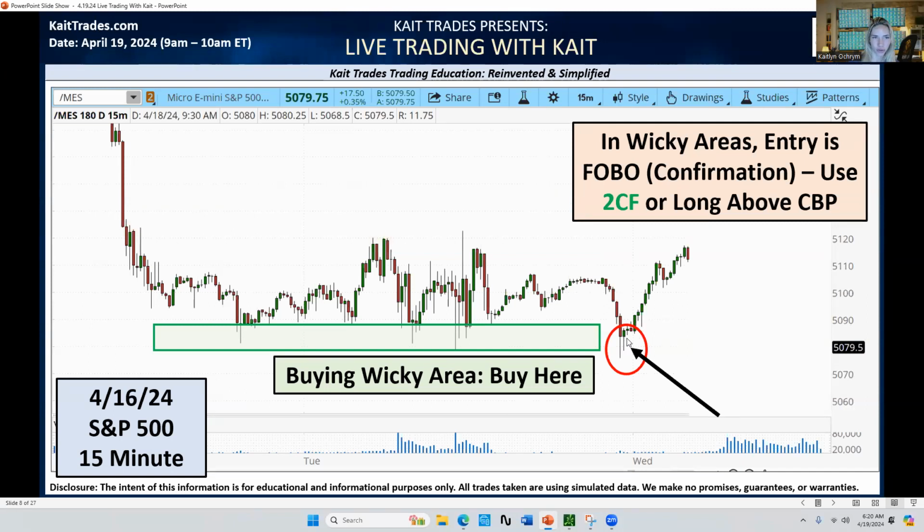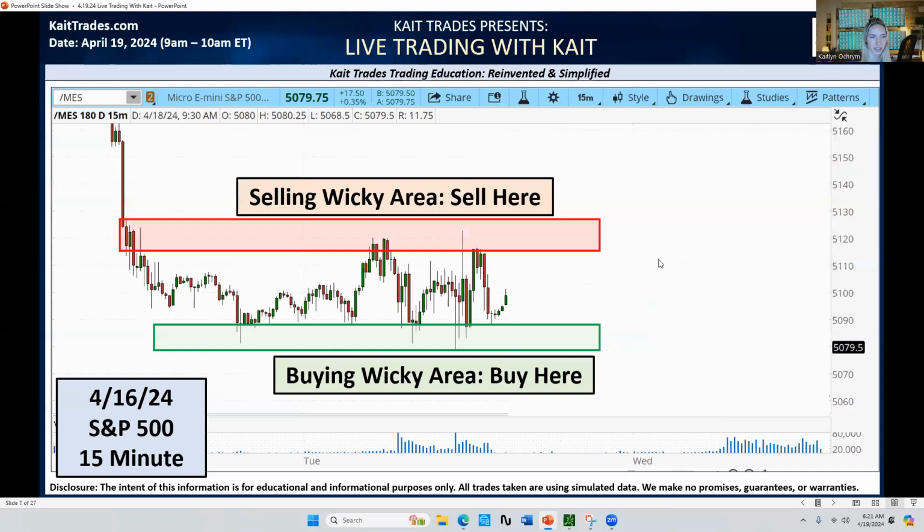Now the entry point. If you've been in some of the classes before, we look for either a 2-candle flip or to go long above a controlling breakout pivot. This one, simple, we've got a 2-candle flip there, we would take it long. This one's a little tricky because if you're looking to take a trade now and you're in between wick areas, I would say probably wait. I would go back to Michael's comment of waiting until you get a better entry point.